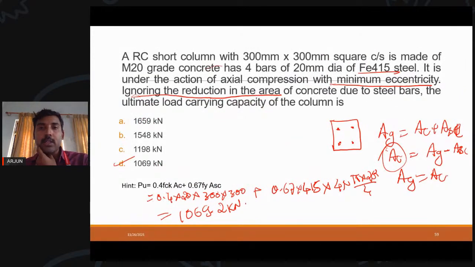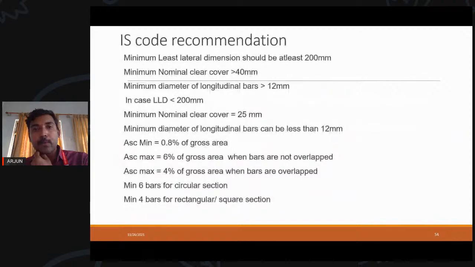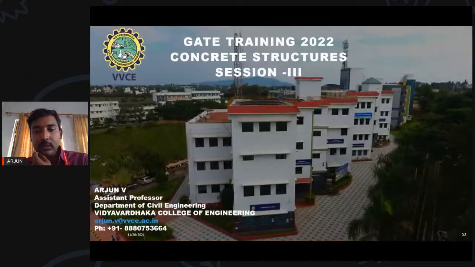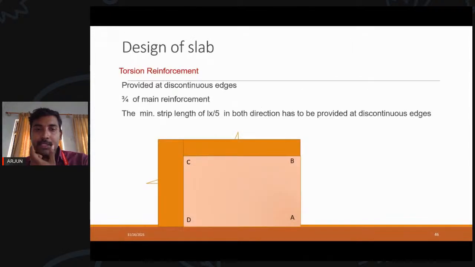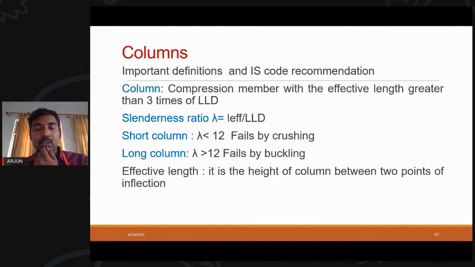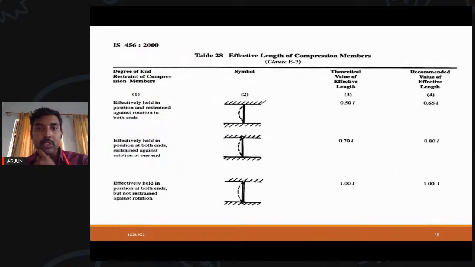As far as possible, I have covered all the types of questions which were asked in the previous GATE examinations. So there may be a slight variation in the numerical values, and there may be a slight twist in the questions. The concept remains the same, so always study the concepts. You can even expect questions related to effective length of the compression members.